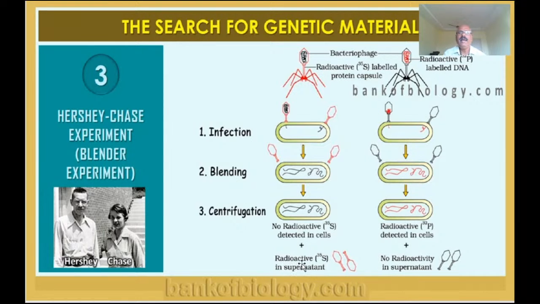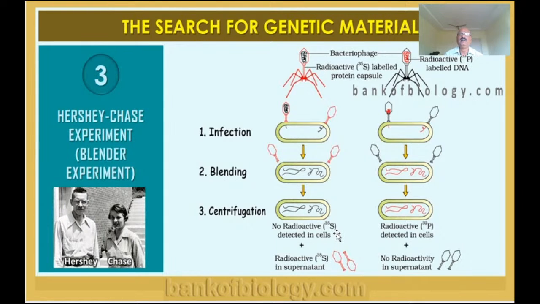radioactive S35 is in the supernatant, whereas here we can observe no radioactivity in the supernatant. That means this is in the protein coat. Whereas here, no radioactive S35 is detected in the cells, radioactive P32 is detected in the cells. That means phosphorus is a structural element in DNA, sulfur is a structural element in a protein.